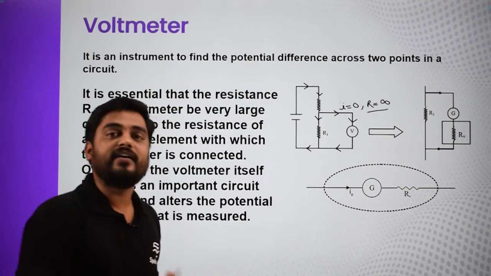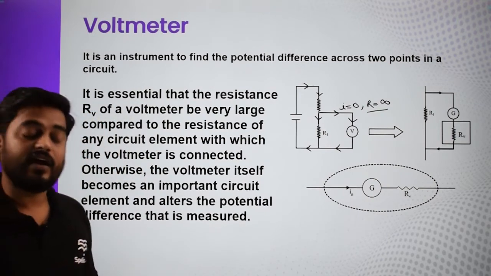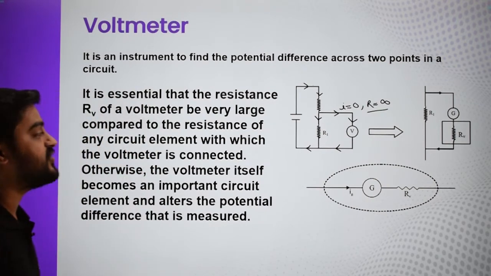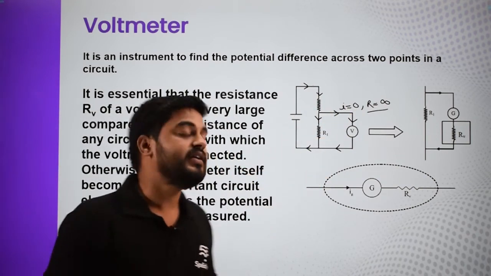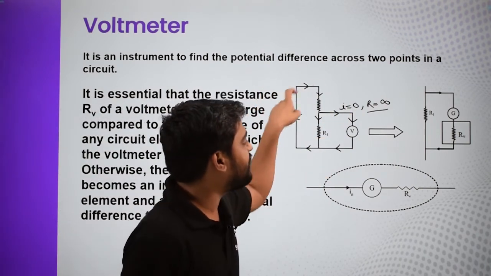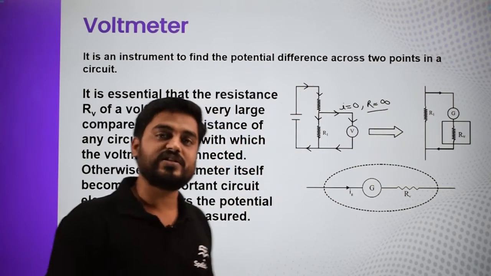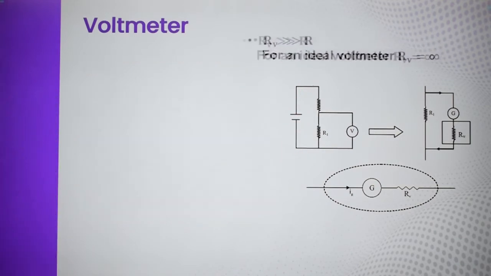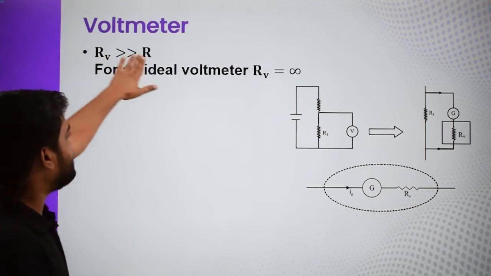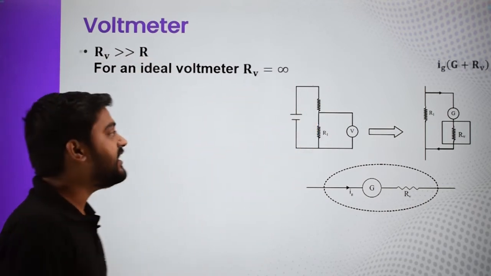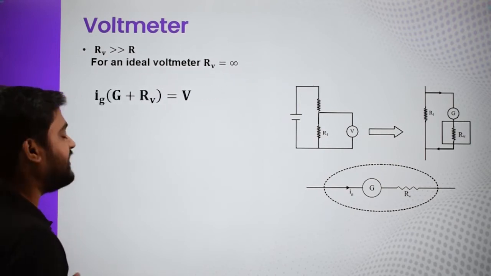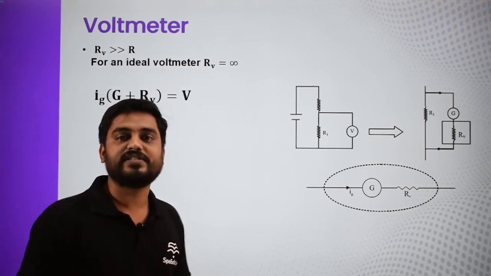So for an ideal voltmeter, the resistance has to be infinity, so that it does not take any amount of current from the original circuit. So the original circuit remains unaffected. Now RV has to be way greater than R, and for an ideal voltmeter it has to be almost infinity. Infinity is not possible, so practically we keep very large values of resistance.